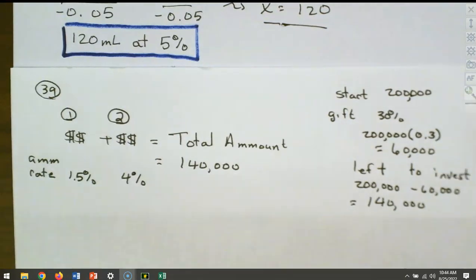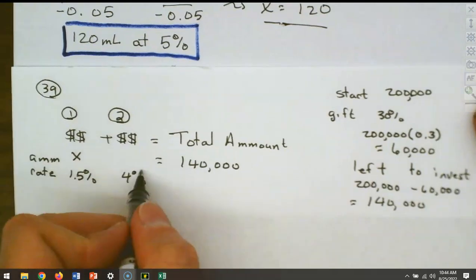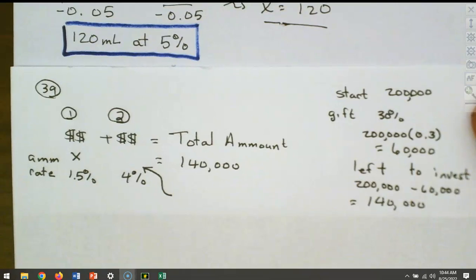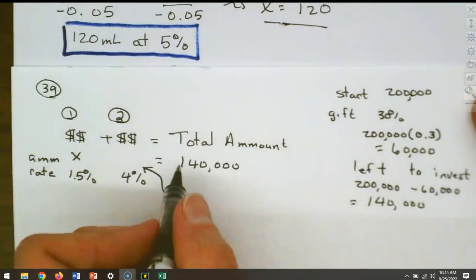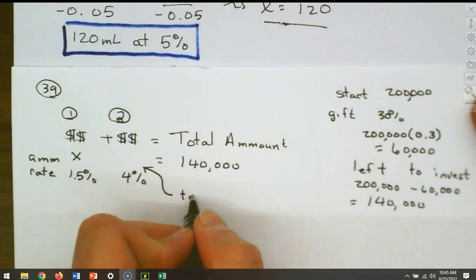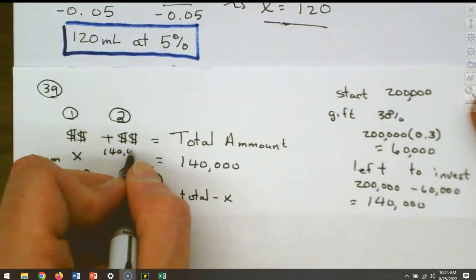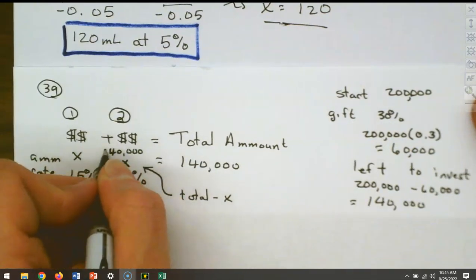Do we know how much money went in the 1.5%? Does it tell us at all? No. So we're going to use an X. What about the second one? Do we know how much is in here? No. But we can't just use the X again. So the second one is going to be the total amount minus X. So that's going to be 140,000 minus X.